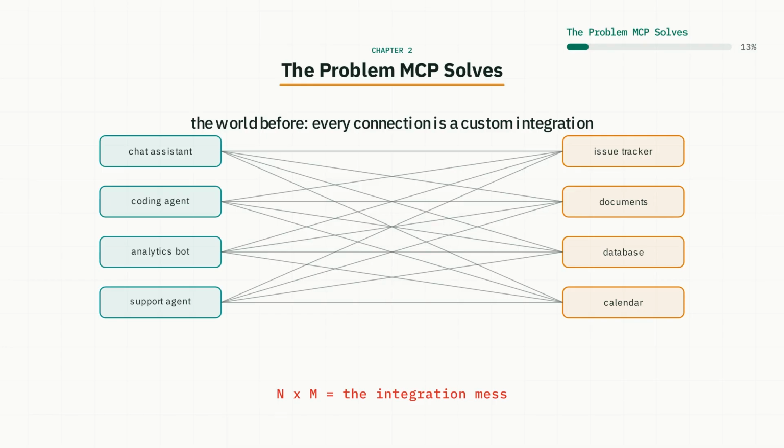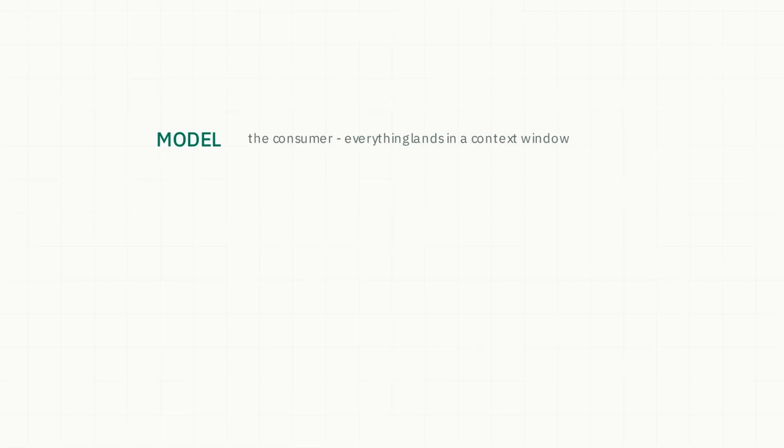Four applications times six systems is 24 integrations, each one written, tested, and maintained separately, and each new application or system multiplies the mess. Engineers call it the N times M problem, and it's the same disease that plagued hardware peripherals before universal connectors. It's worth pausing on the name itself because it's unusually honest.